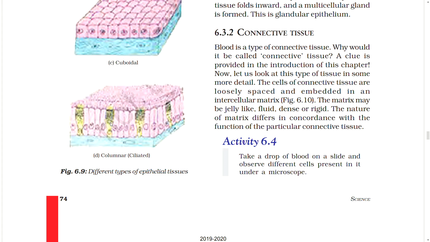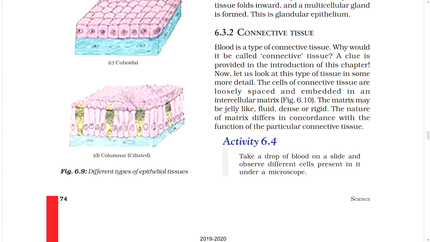6.3.2 Connective tissue. Blood is a type of connective tissue. Why would it be called connective tissue? A clue is provided in the introduction of this chapter. Now let us look at this type of tissue in some more detail. The cells of connective tissue are loosely spaced and embedded in an intercellular matrix. The matrix may be jelly-like, fluid, dense, or rigid. The nature of the matrix differs in accordance with the function of the particular connective tissue.